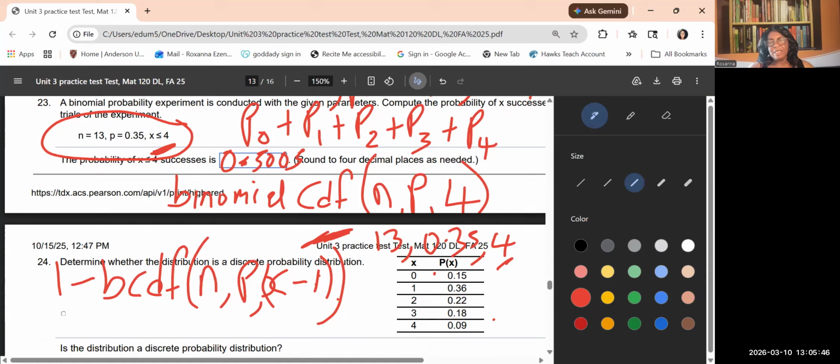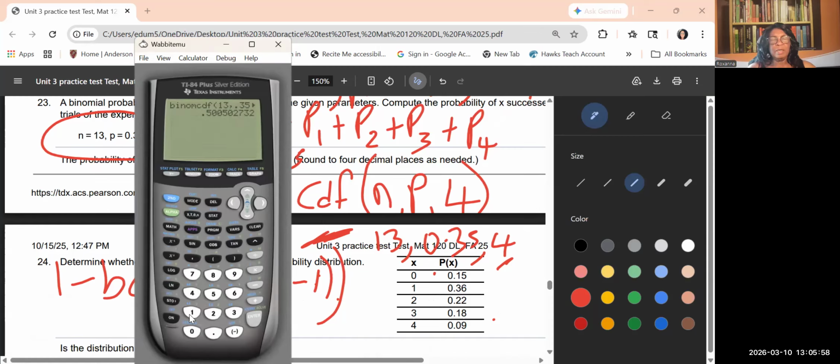Okay, now let's do that. I'm using my calculator. I want to make sure you know how to do this. So I'll pull my calculator up, and I will do 1 minus binomial CDF. Let me go back to second distribution, and I'll look for binomial CDF, cumulative density function. That's B. I'll select that. And the sample size is 13, the same. Success is still 0.35.